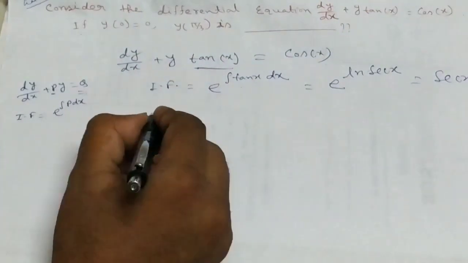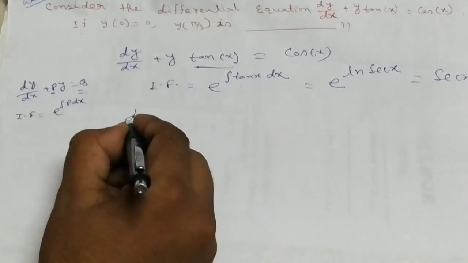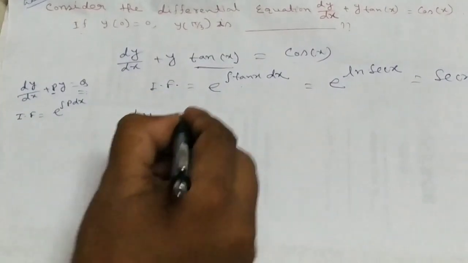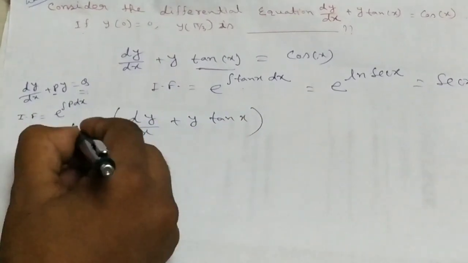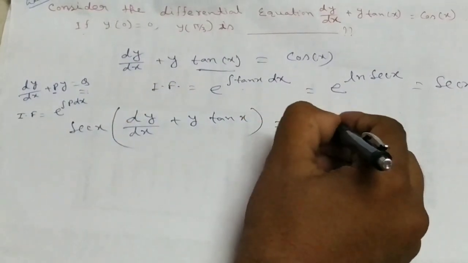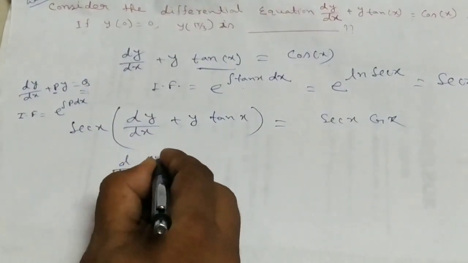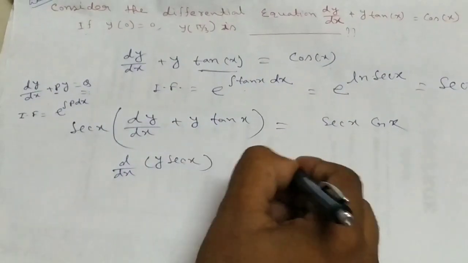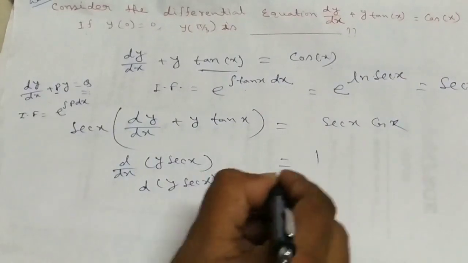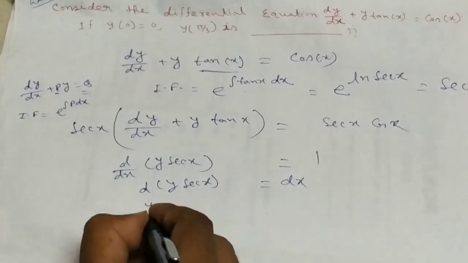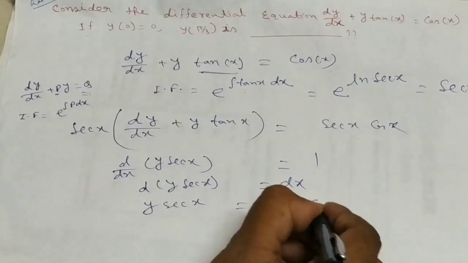Now we multiply the integrating factor on both sides of the differential equation. So (dy/dx plus y tan x) into sec x equals sec x cos x. So d/dx of (y sec x) equals 1. So d(y sec x) equals dx. Now integrating both sides, y sec x equals x plus constant.